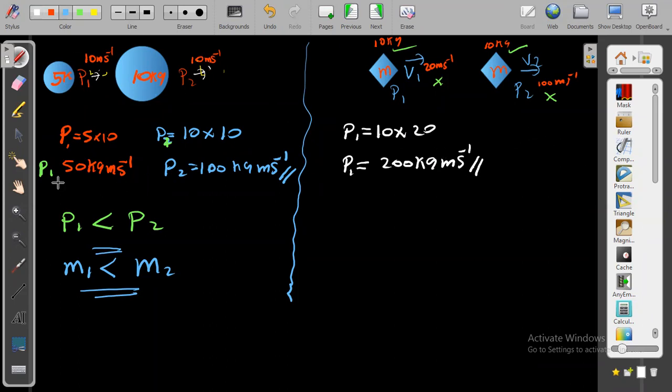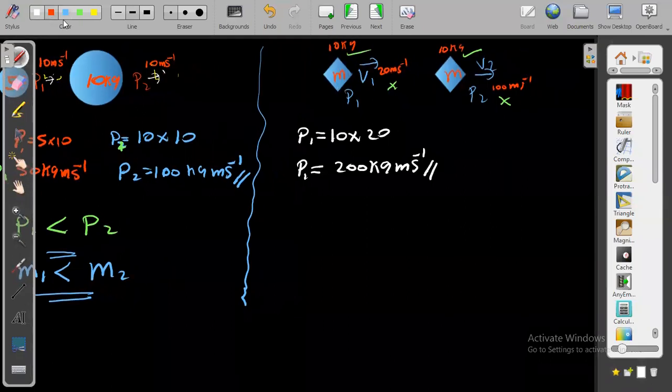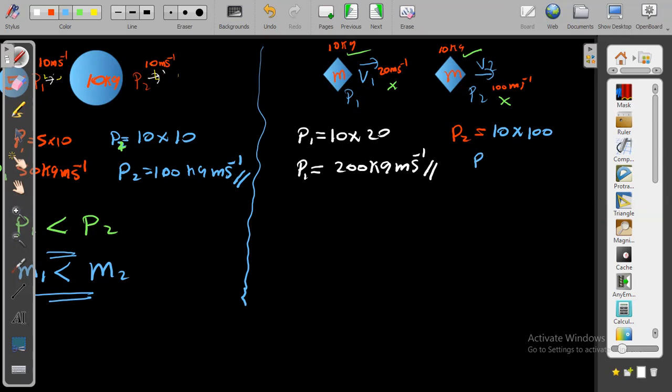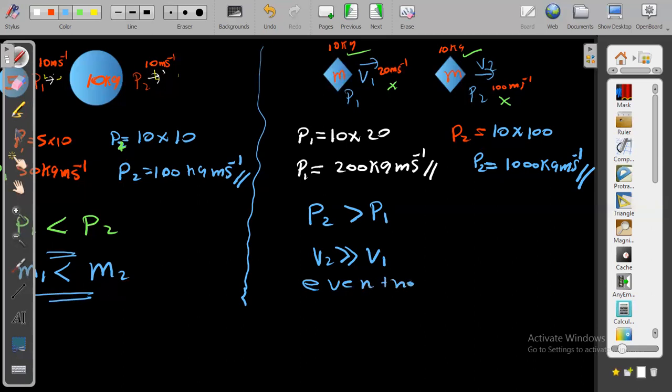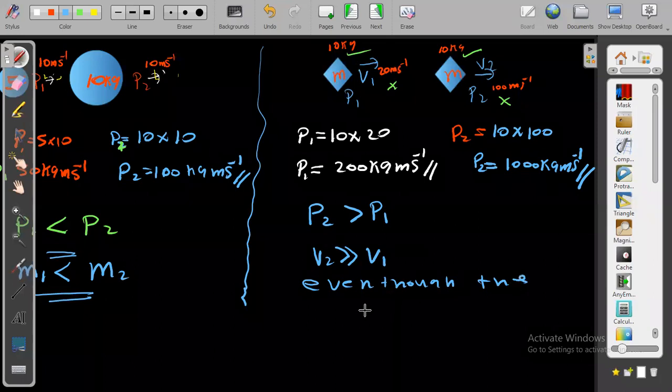In the second one, P2, the mass is 10 and the velocity is 100. So the momentum is really high now, 1000 kg m s minus 1. Now have a good look: P2 is greater than P1. The reason is that v2 is way greater than v1, even though the mass factor is the same.